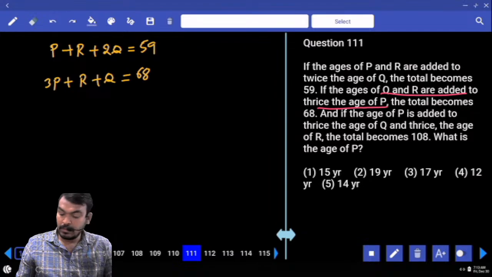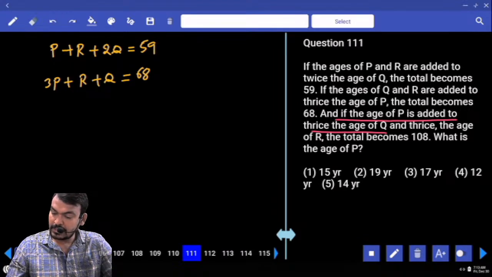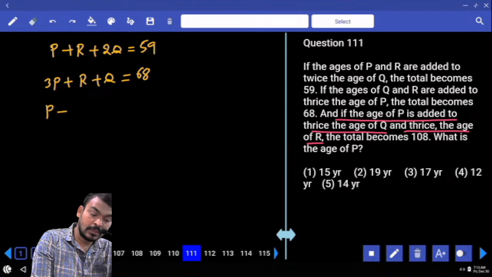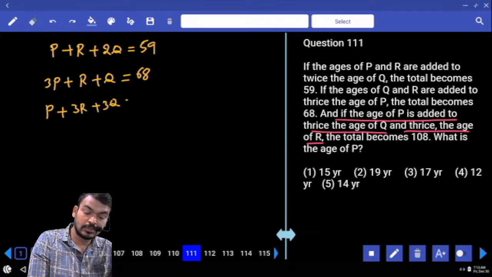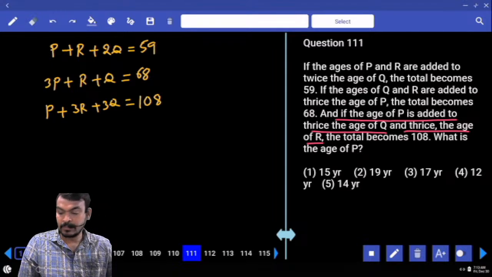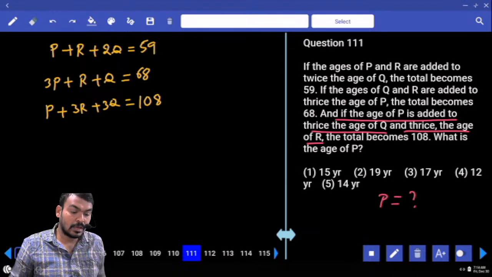Next one, if the age of P is added to thrice the age of Q and thrice the age of R, means P plus 3R plus 3Q, that is equal to 108. What is the question here? We required the P value. Okay.